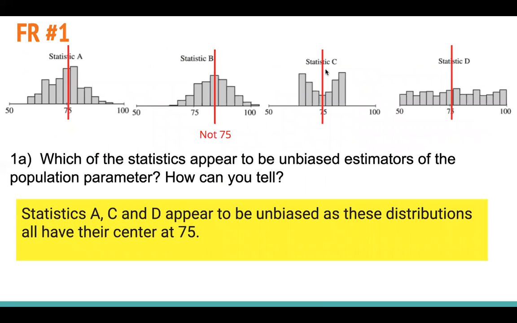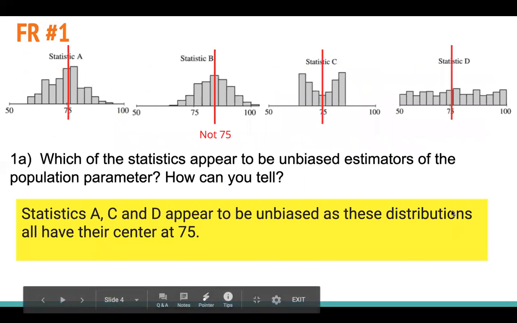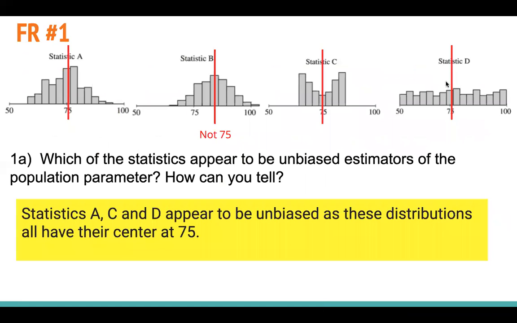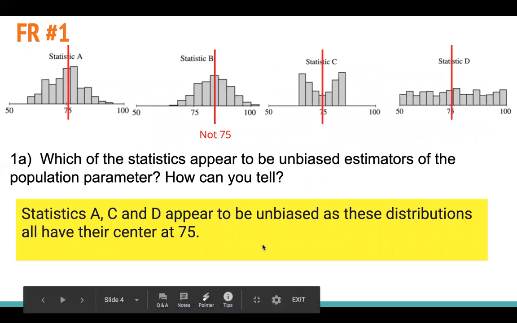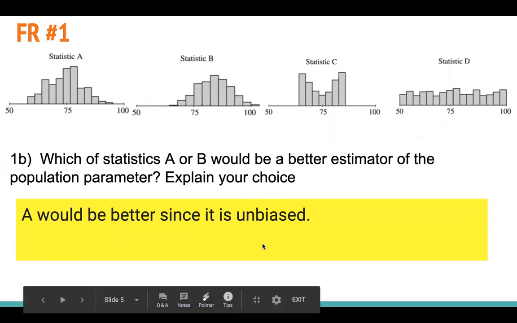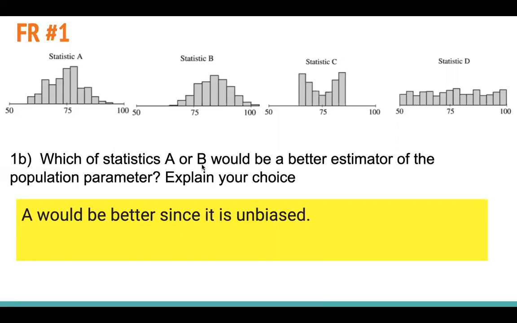So if I look at A, C, and D, when I draw in a line that's right at about the median or mean of the distribution, I see that the mean of all those is 75, and statistic B is not, it's higher. So A, C, and D are unbiased. If I'm trying to choose between A and B, A would be better since it's unbiased.